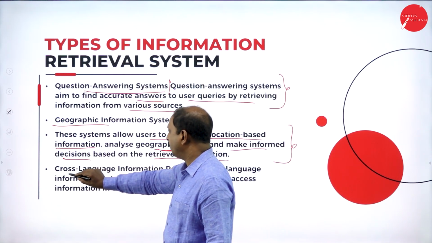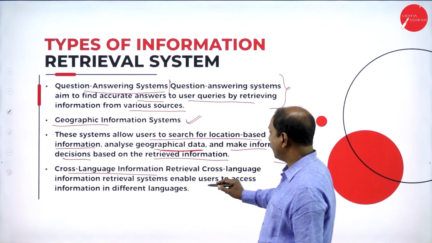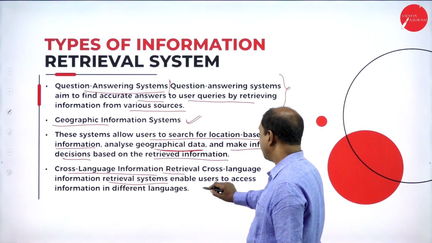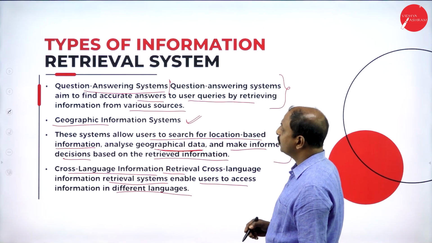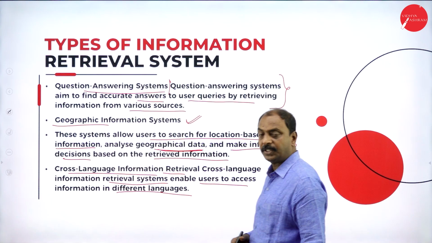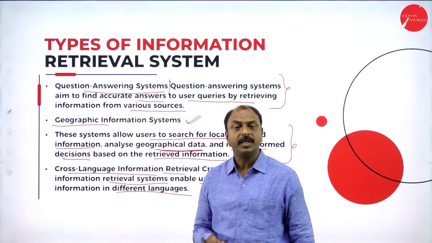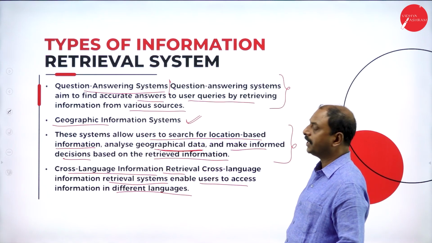Next application is cross language information retrieval. This means the information retrieval system enables users to access information in different languages. So it is possible to retrieve the information in our different languages or our convenient languages. This is the cross language information retrieval system.